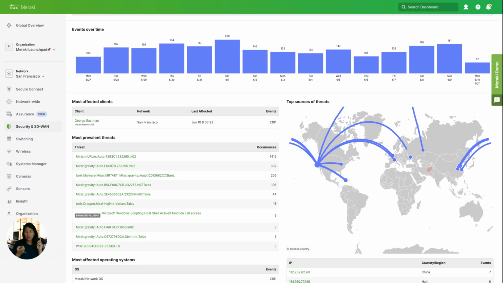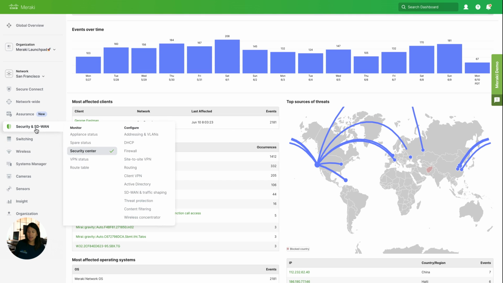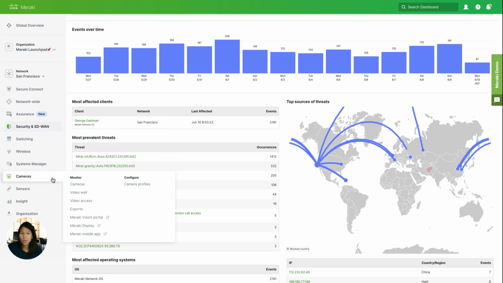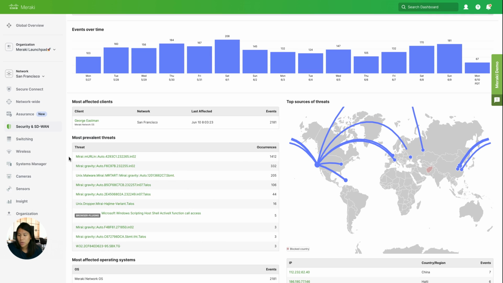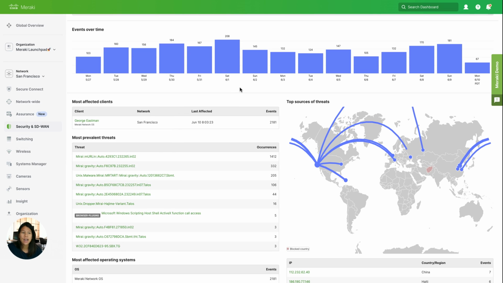So that meaning Wi-Fi MR, MS switches, and MX for the security and SD-WAN. But of course, we have many, many other features that I haven't covered in this video because I want to make this as short as possible. But remember that we also have our IoT portfolio as well as MDM portfolio, and we can have many more things enabled in our Meraki dashboard.